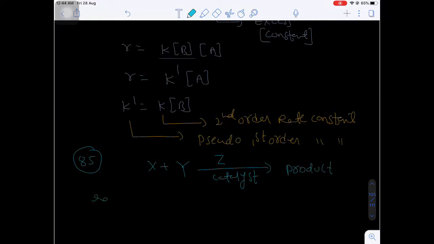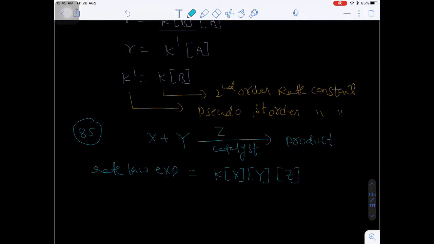Now the rate law expression is given as K times X into Y into Z. Here, just now I told you the concentration of a catalyst does not change in the reaction.